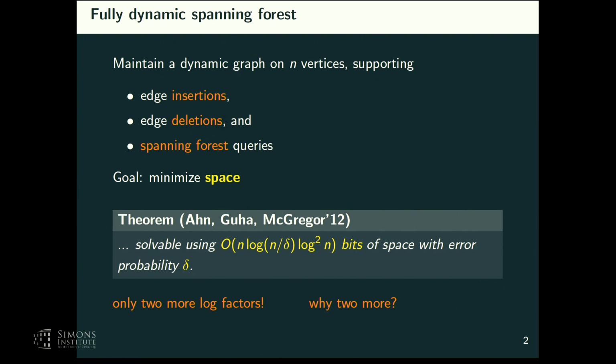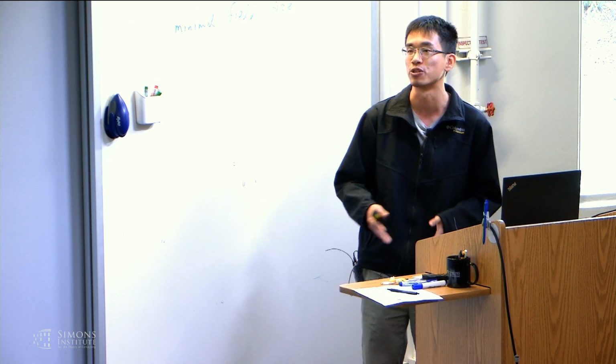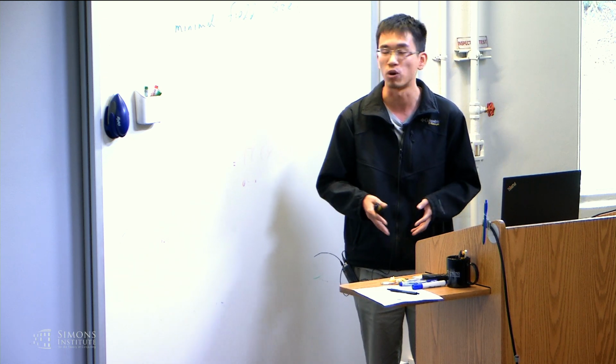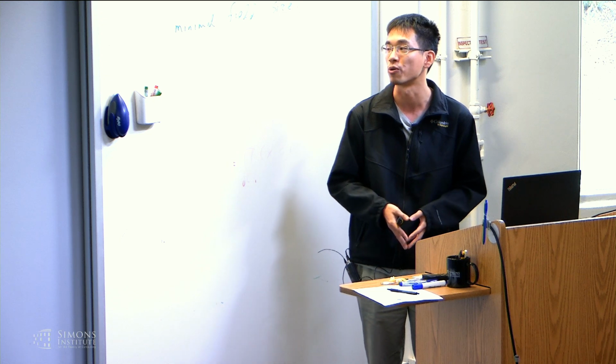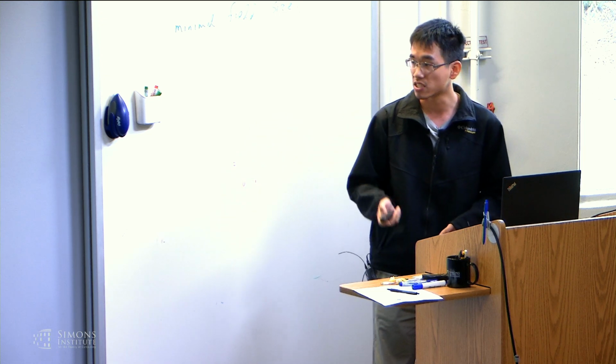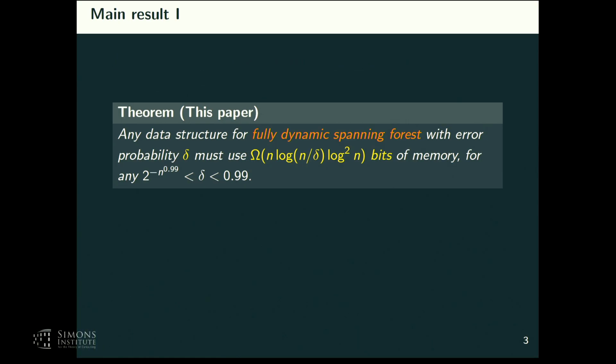This sounds a little bit strange: when I'm lowering the error probability, I'm not actually using more space. Maybe it is possible to save one of the log factors if I only require, say, 0.1 error probability. But it turns out that this is not possible. The first main result of this paper is a tight lower bound for fully dynamic spanning forest in this case, for almost the full range of error parameter of interest.